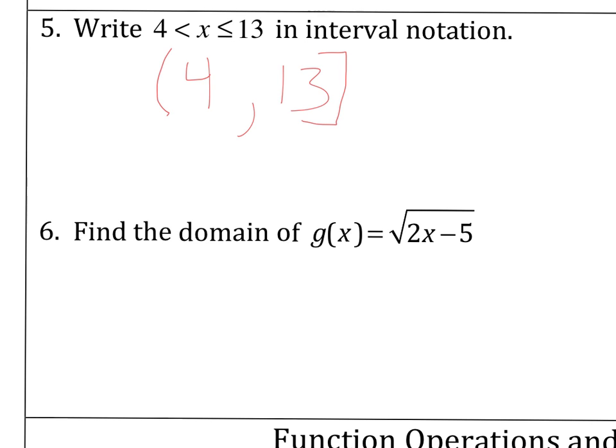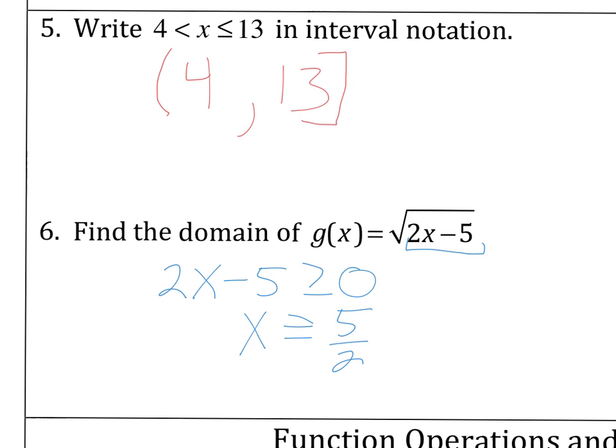Finding the domain of g of x equals the square root of 2x minus 5. I know for square root functions, the inside of the square root, what we call the radicand, has to be greater than or equal to 0. So I'm going to start out with that piece of information. I'm going to make the inside, 2x minus 5, greater than or equal to 0. In solving this, I'm going to add 5 to both sides, divide by 2. I get x is greater than or equal to 5 over 2. That's one way to write that.